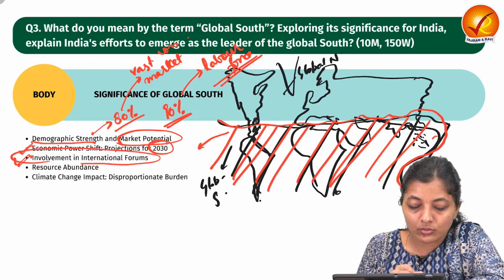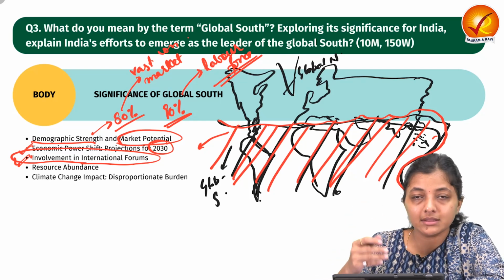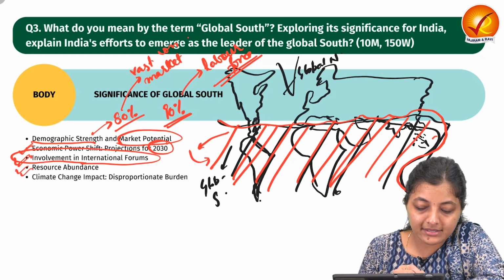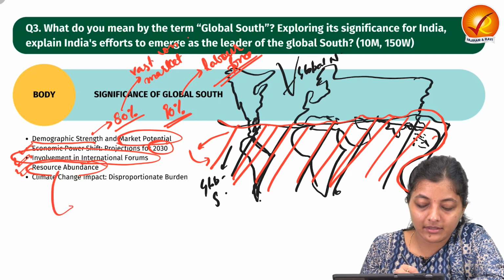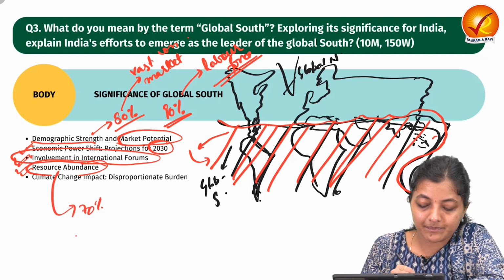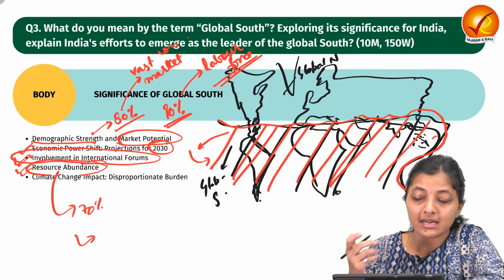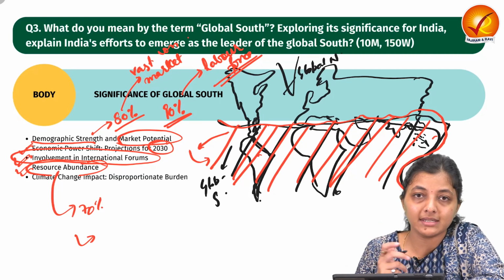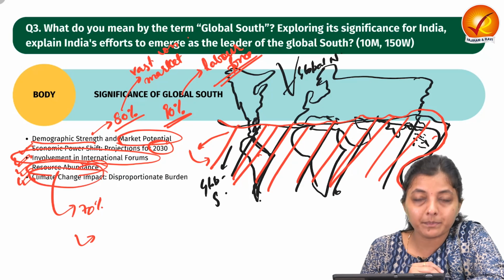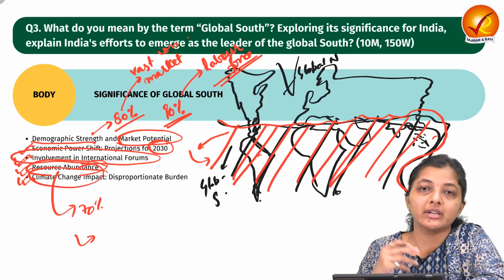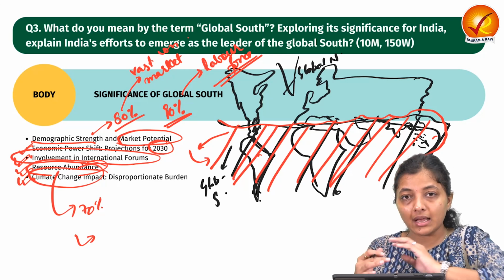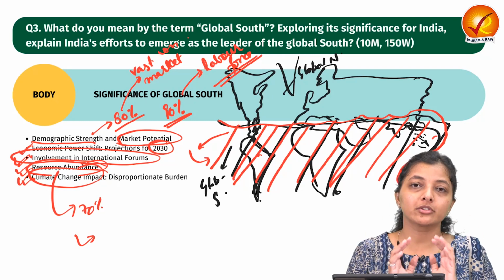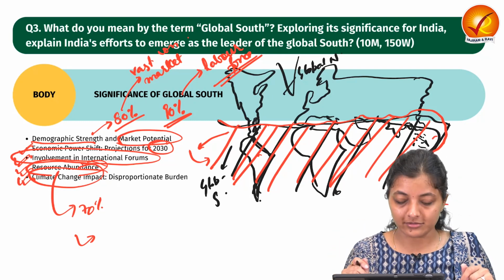Then global south involvement is increasing in the international forums, in decision making. So that is why they hold the significance. Next is resource abundance. Approximately 70% of the oil reserves and critical minerals and metals are there in the global south. You can write some, like the lithium triangle, Congo basin, etc. Then climate change impact. The global south holds a disproportionate burden due to climate change, so it has to raise its voice. And the global south as a concept holds importance or significance in the multilateral fora also.